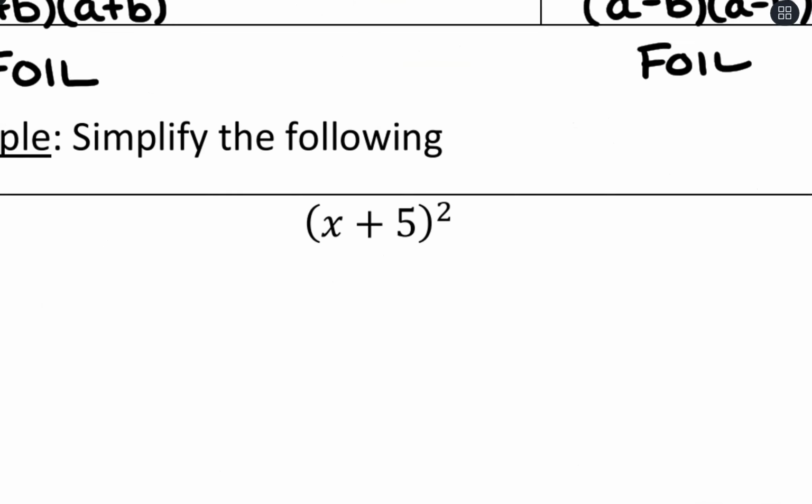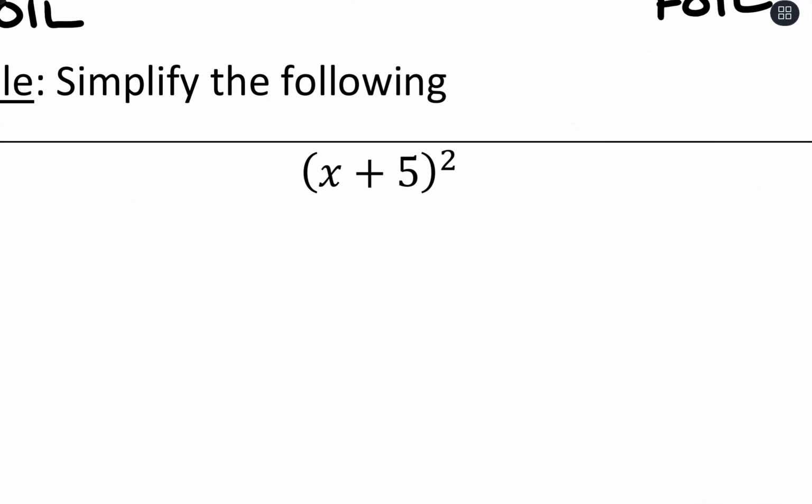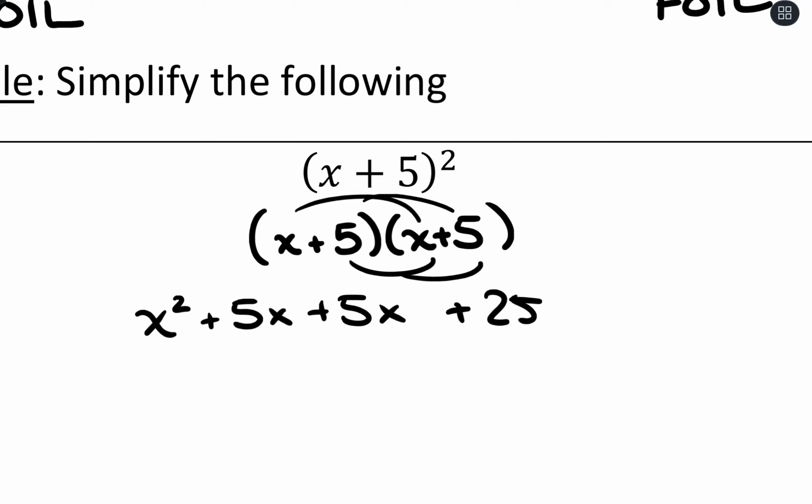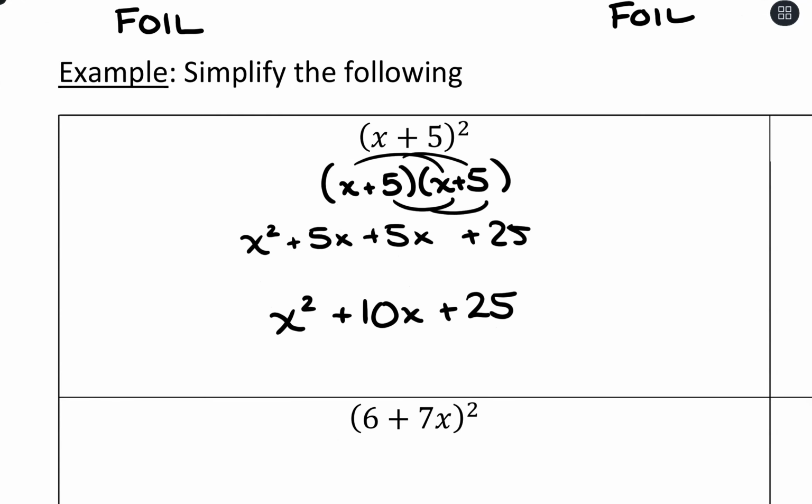Okay, let's try these out. So x plus 5 squared, I immediately am going to go ahead and write down x plus 5 times x plus 5 so that I know to FOIL. And in FOILing, we're going to have x squared plus 5x plus 5x plus 25, which will simplify to x squared plus 10x plus 25. So there's our perfect square trinomial.